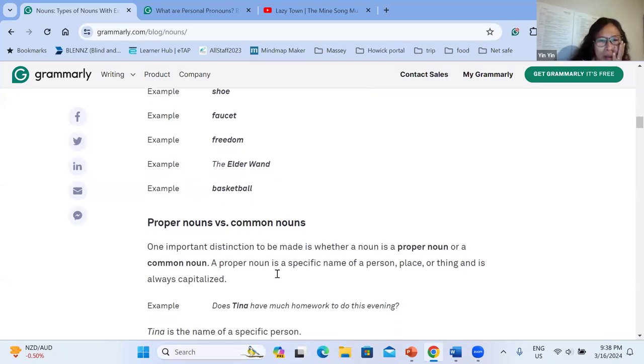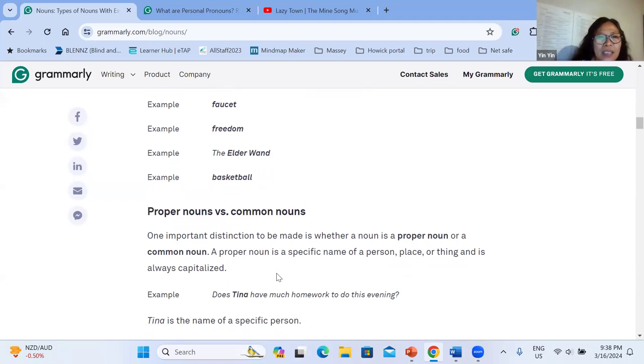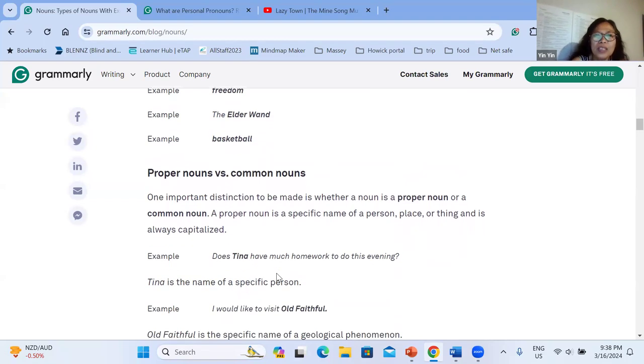Now, there are two kinds of nouns, proper nouns and common nouns. One important distinction to be made is whether a noun is a proper noun or a common noun. A proper noun is a specific name of a person, place or thing, and it's always capitalized.